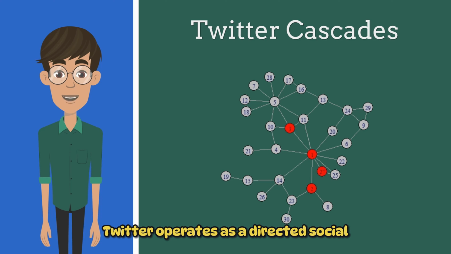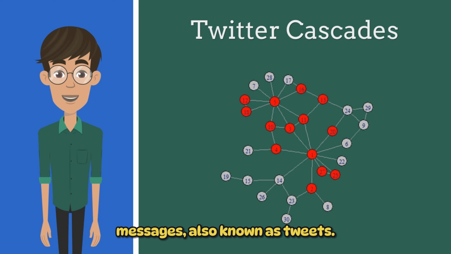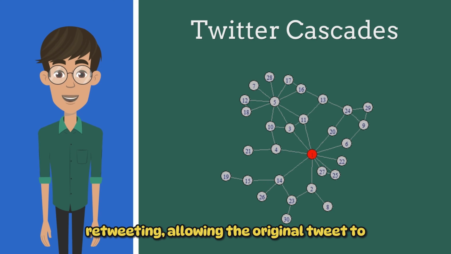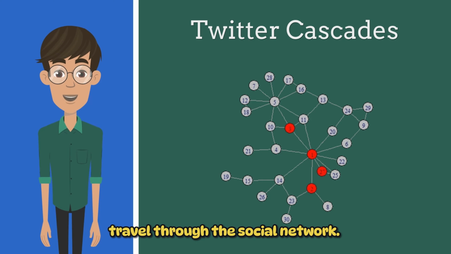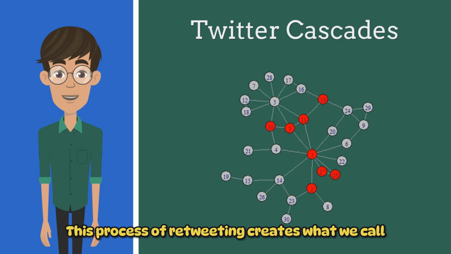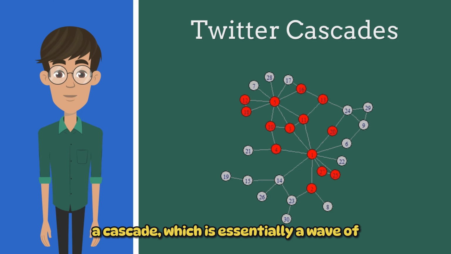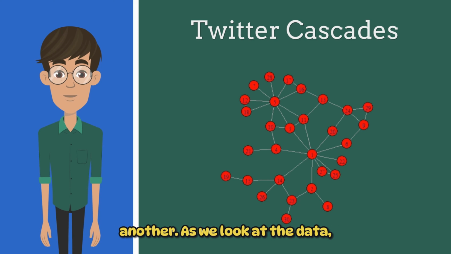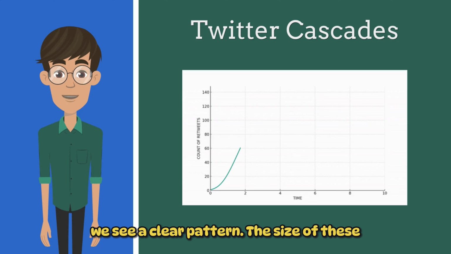Twitter operates as a directed social network where users can post short messages, also known as tweets. These tweets can be amplified through retweeting, allowing the original tweet to travel through the social network. This process of retweeting creates what we call a cascade, which is essentially a wave of replicated messages moving from one user to another. As we look at the data, we see a clear pattern.